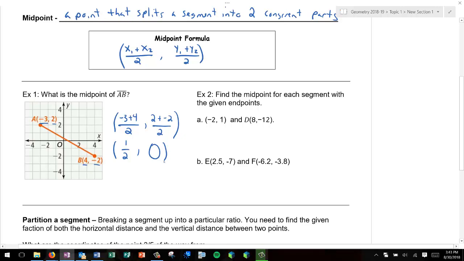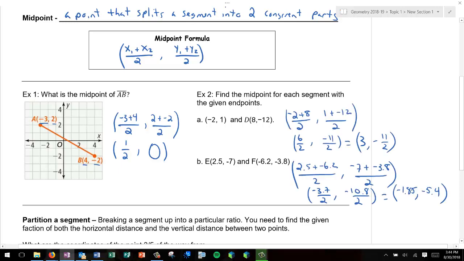Go ahead and try example 2, both A and B, and when you come back in, those answers will be here for you. All right, welcome back in.